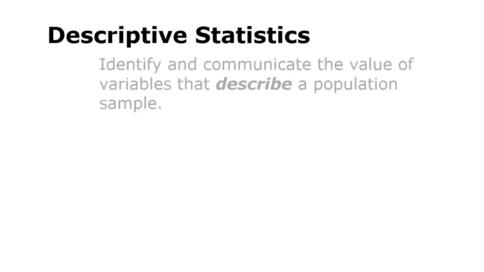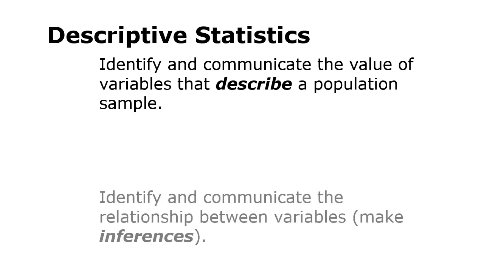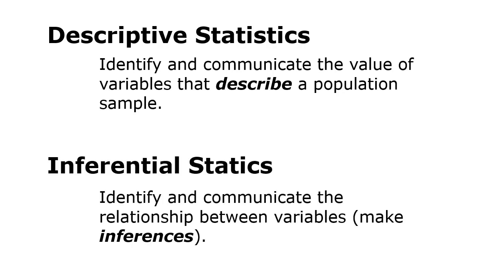Okay, so a descriptive statistic is a summary statistic that quantitatively describes or summarizes features of a collection of information. So descriptive statistics describe a population sample. Now, inferential statistics are the statistical procedures used to reach conclusions about associations between variables. They differ from descriptive statistics in that they are explicitly designed to test hypotheses.